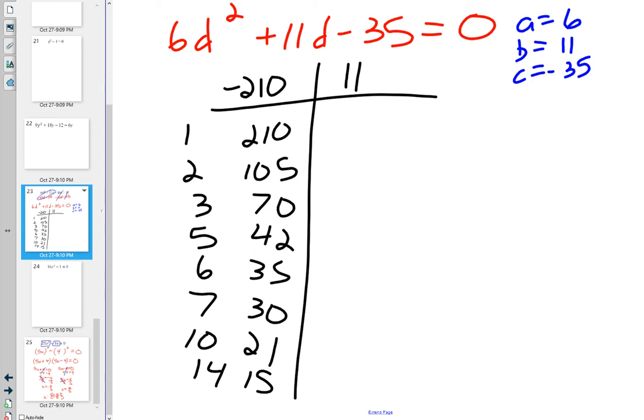When the left column is negative and the right column is positive, how do I adjust my factors? Small negative, big positive. Do any of those give me that 11 that Hiram was looking for?